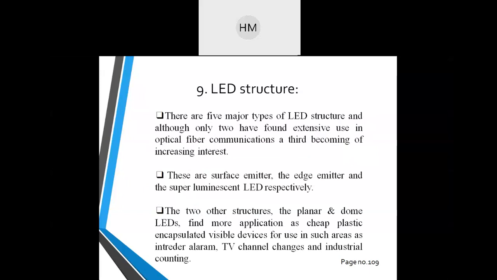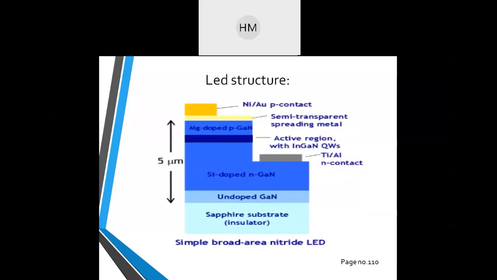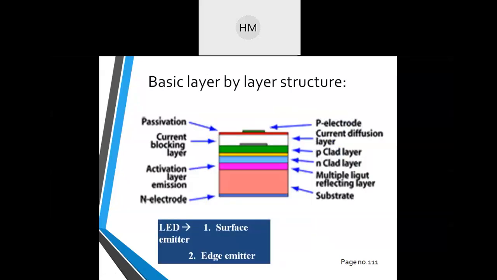Different types of LED structures you can see, you can draw, and you can write the classification. So there are major 5 types of LED structure. First, the basic one, simple broad area. You can see the different layers which we are using, their thickness. And different dopings are placed over the substrate. So this is the basic configuration of your LED structure. Basic layer by layer structure.